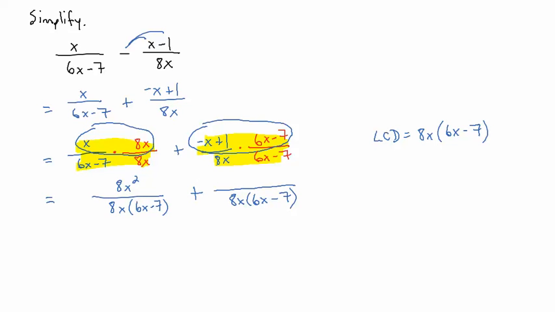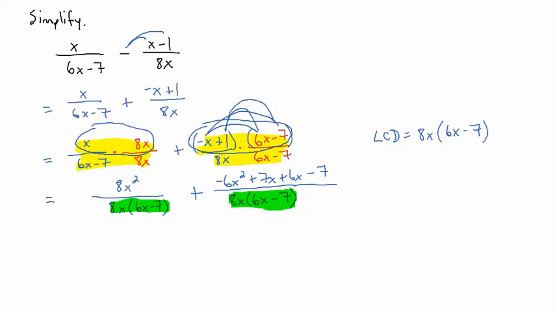Okay? So on the top here, I've got a binomial times a binomial. That means I have to FOIL or distribute. So I'll distribute my negative x to get negative 6x squared plus 7x plus 6x minus 7. Okay? And now my denominators match, right?